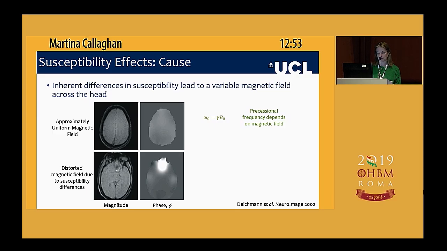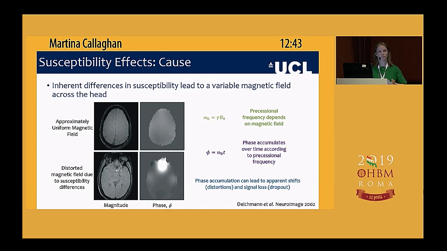So the precessional frequency depends on the magnetic field, okay? And then there's going to be a phase accumulation depending on the precessional frequency. And this phase accumulation can lead to apparent drifts, right? Because this is happening in k-space, which can lead to distortions, and it can also lead to dropout if the signal effectively cancels much more rapidly.